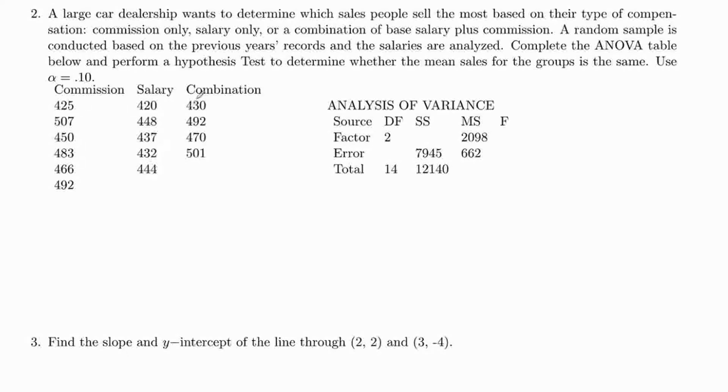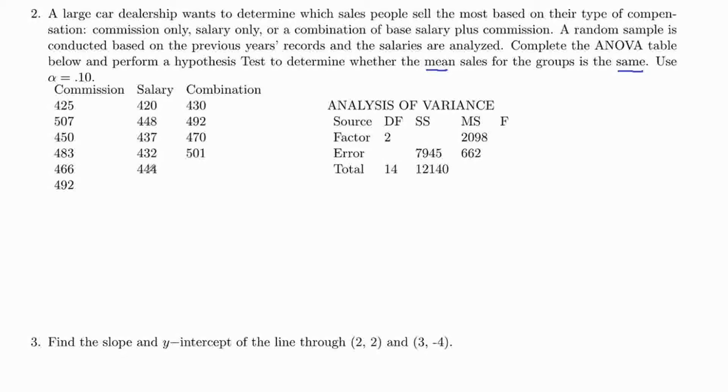by using this data here and perform a hypothesis test to determine whether the mean sales here of the groups is the same. So that would be our null hypothesis. We're going to use the alpha is 0.10 level. So here is a partial ANOVA table. And we will use the calculator to compute and fill in our ANOVA table, and then we will make the decision on our hypothesis test.